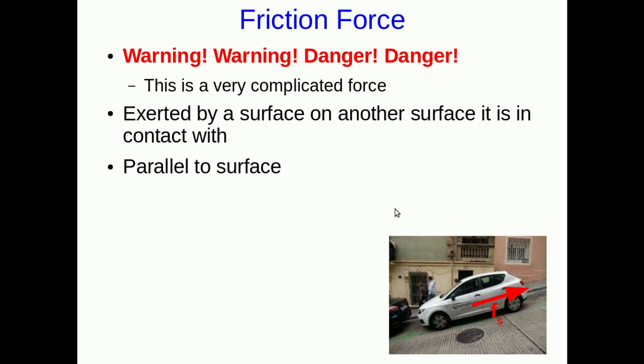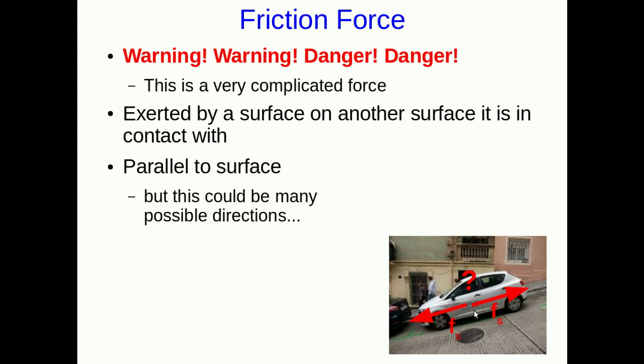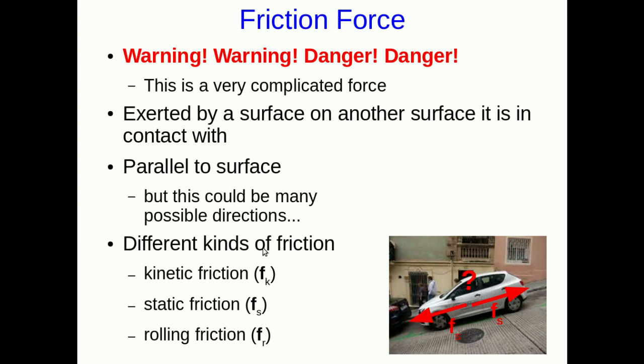The last force we're going to look at for now is friction, and I have to warn you. Warning, warning, danger, danger. Friction is complicated. So it's exerted by a surface on another surface it's in contact with, just like the normal force. But unlike the normal force, it's always parallel to the surface. So for example, for this car on the slope, the friction force could point uphill. But down the hill is also parallel to the surface. For that matter, there are an infinite number of directions that are parallel to the surface. So we're going to have to talk later about how we decide which way a friction force points, and it's sometimes not easy.